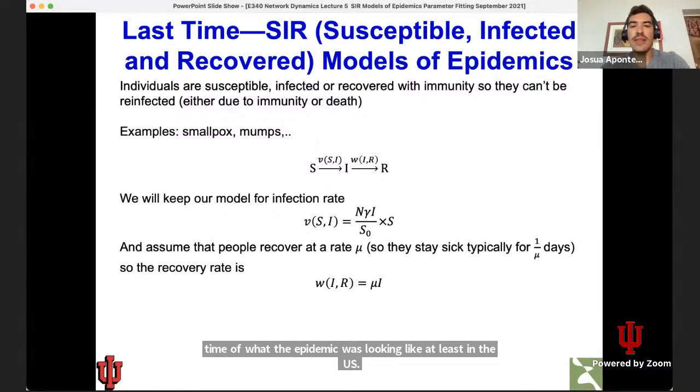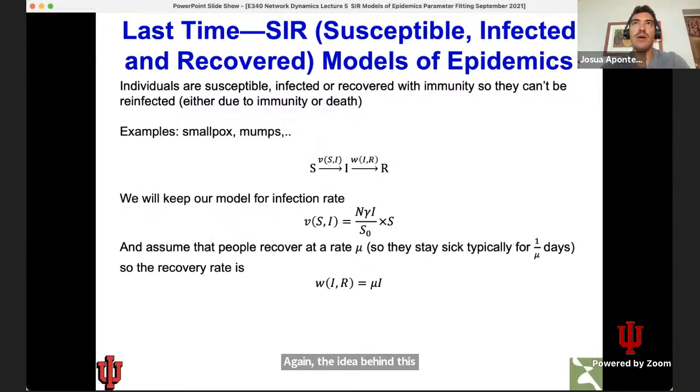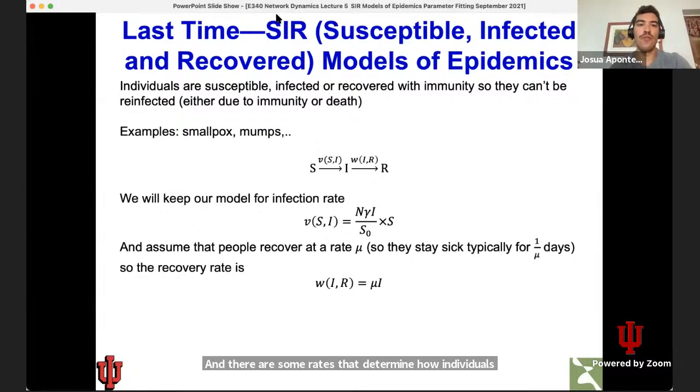Again, the idea behind the SIR model is that individuals belong to 3 different compartments. Either they are susceptible, infectious, or recovered. And there are some rates that determine how individuals transition between these compartments. The parameters of the SIR model determine the rate at which these transitions occur. The important parameters are N, gamma, S naught, and mu.